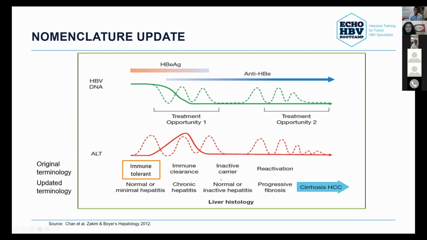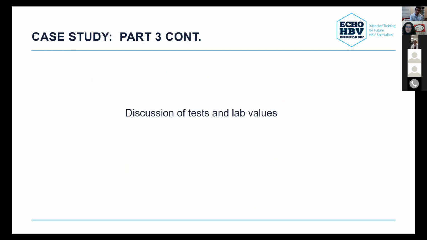Inactive carrier is also kind of a normal or an infection status. And reactivation, this is the stage where hepatitis B will cause progressive fibrosis. And if the patient is untreated, the patient can go into cirrhosis and liver cancer as well.